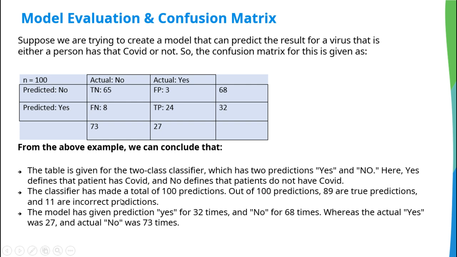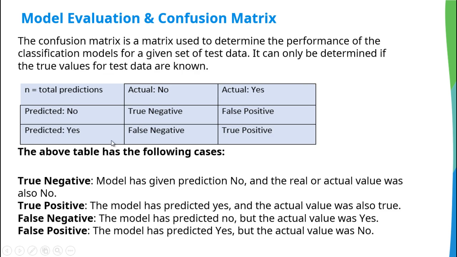The classifier has made a total of 100 predictions. Out of 100 predictions, 89 are true predictions, which means true negative and true positive. If you sum this and this together, you have 89, right? And 11 are incorrect predictions, which is this and this, false positive and false negative. They're incorrect. Don't forget, if you remember very well, I said false negative means the model has predicted no, but the actual is yes. And here, the model has predicted yes, and the actual is no. So false negative, false positive, all right?